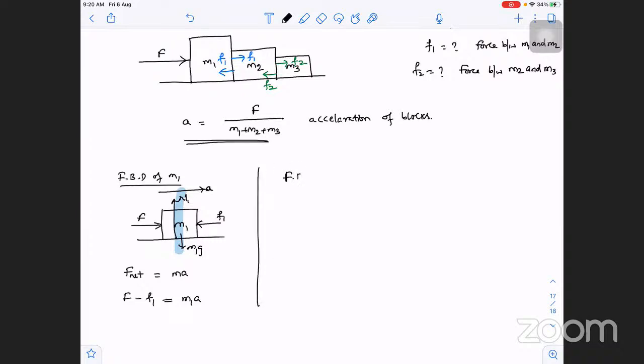Similarly, what is the free body diagram of M2? On M2, F1 is the force acting forward. Because of this F1 it will accelerate. And F2 also will act because of the M3 block. Then M2G will act downward and the normal reaction will act upward. So again, vertical forces will cancel out. N2 is equal to M2G, and N1 is equal to M1G.